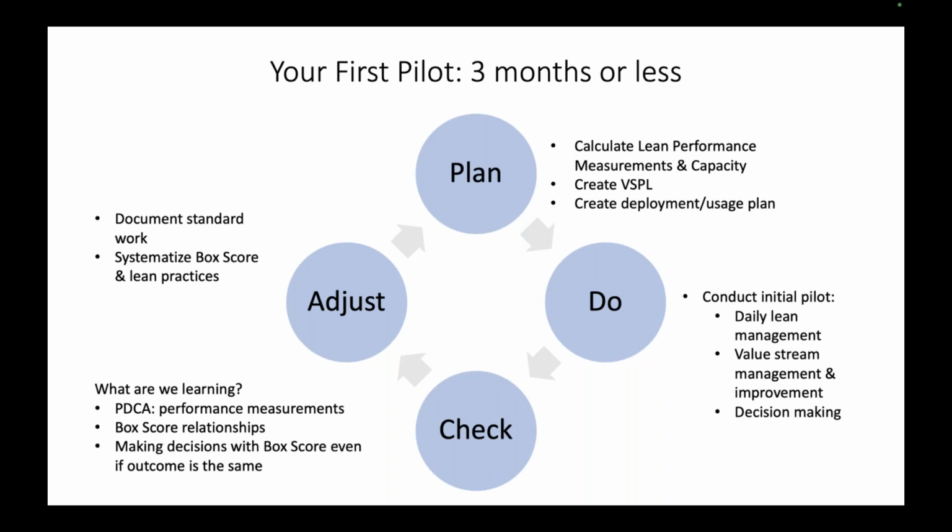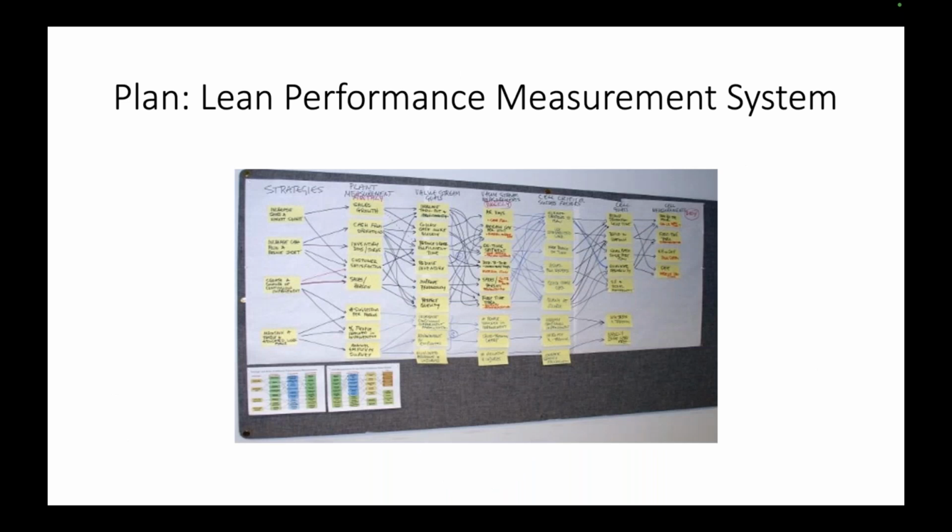So we're going to look at each of these components of the box score in a bit of detail. First, the lean performance measurement system. What you see here is a picture of a linkage chart from a company that we worked with many, many years ago. This is the output in creating the system. And really what you're doing in this linkage chart process is evaluating your current measurements compared to standards of good lean performance measurements, and you're trying to create an integrated system.